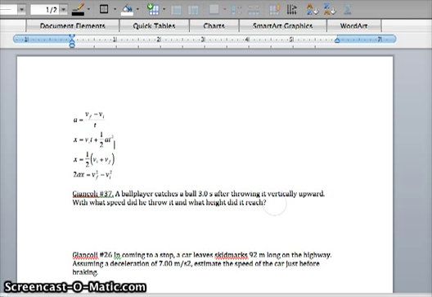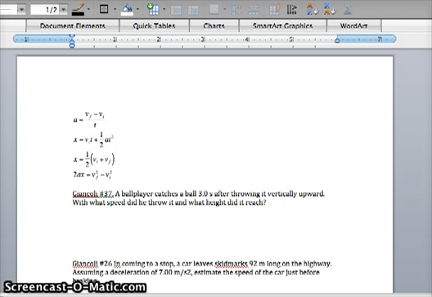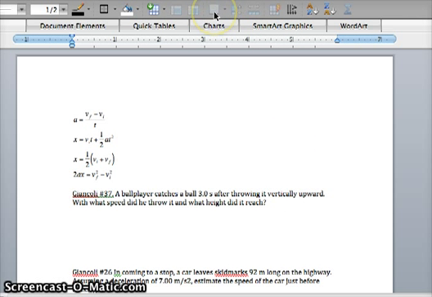Now, when tackling a problem like this, it's important to look at what you're trying to find. So what do you want? Well, what I want is the maximum height. That's h. And I also want the speed, the initial speed. So that's vi. I'm going to leave the subscript off and use it when we get to the formula.